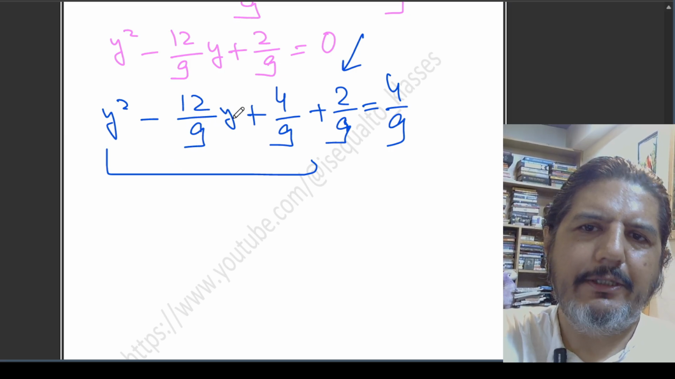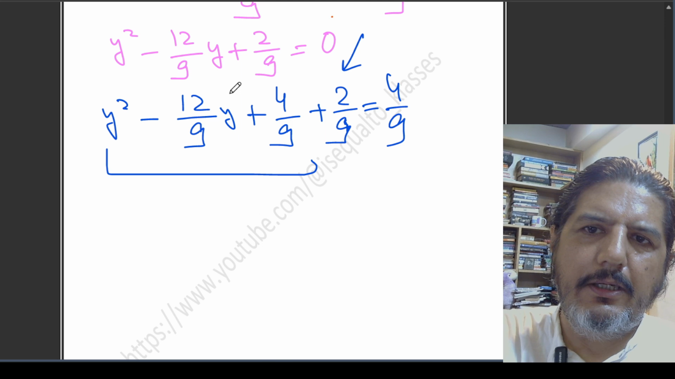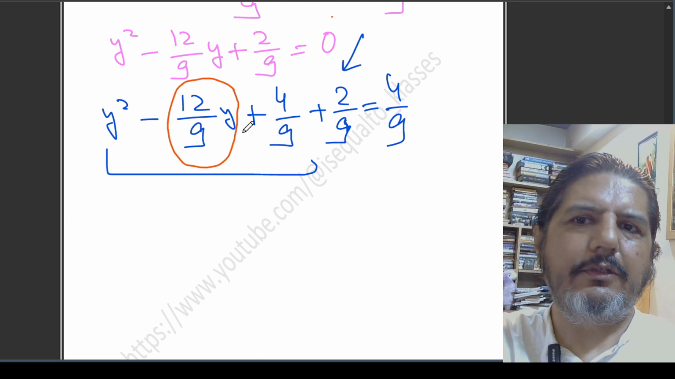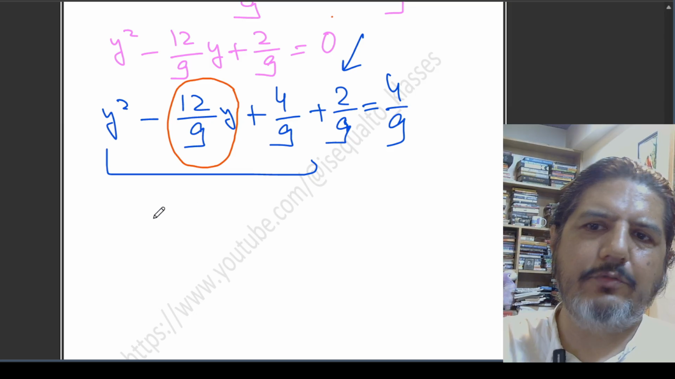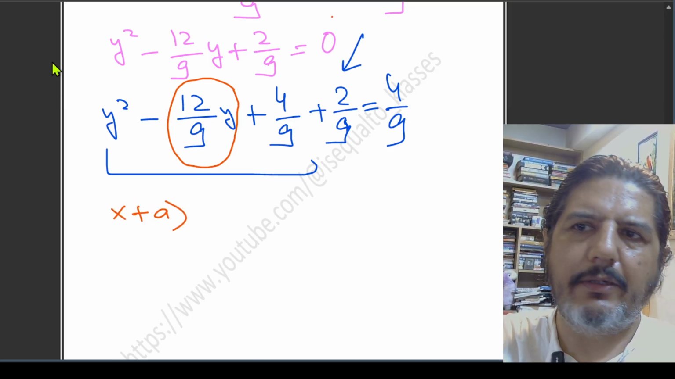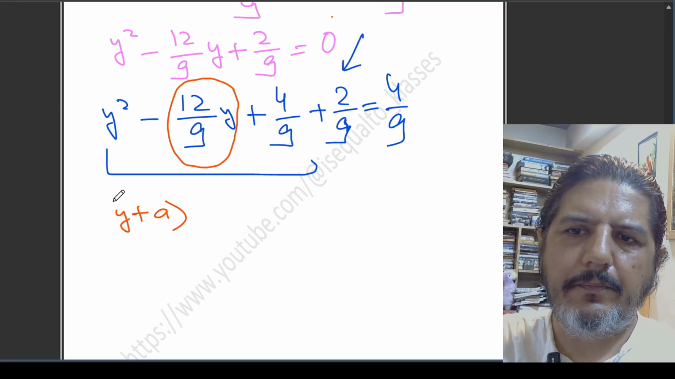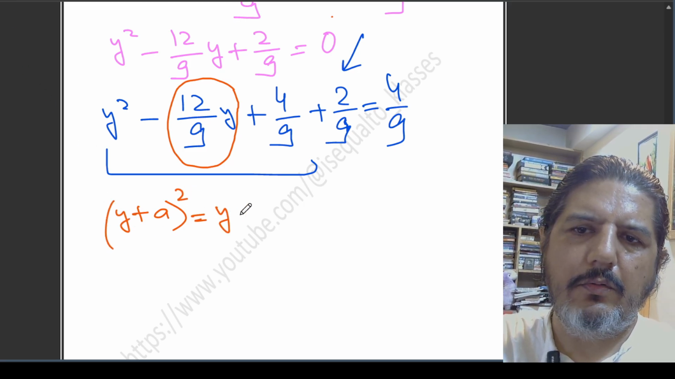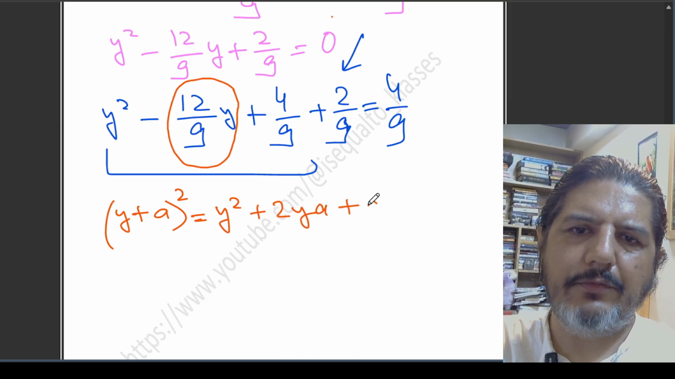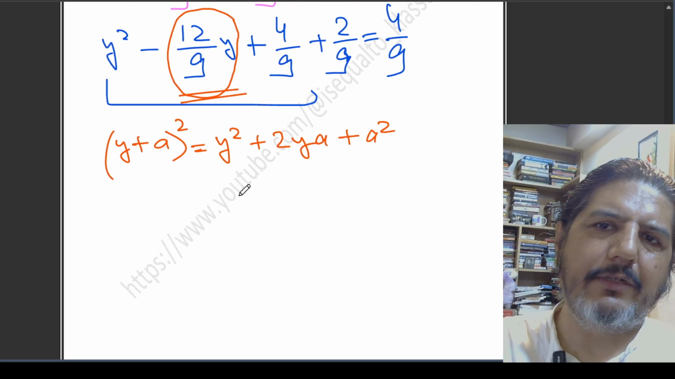Now I look carefully here, as I have told you earlier, this is very important to look at, because this will help me put this expression in this format. Let me use y here: y square plus 2ya plus a square. This factor will help. Now, how do I manipulate this factor?